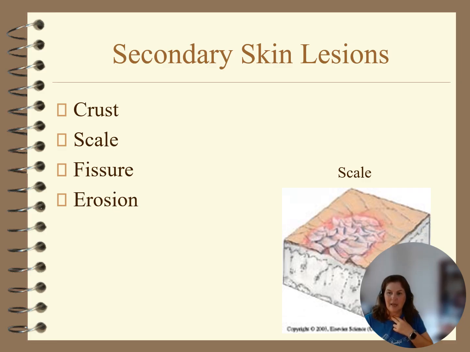Scale, heaped up, keratinized cell, flaky skin, irregular, thick, dry, or oily. A fissure, linear crack or break in the epidermis to the dermis, may be moist or dry. These happen with folks who have Raynaud's disease, and they get fissures and cracks in their fingertips, and they hurt. You've probably had fissures from washing your hands too much in the wintertime, for example.